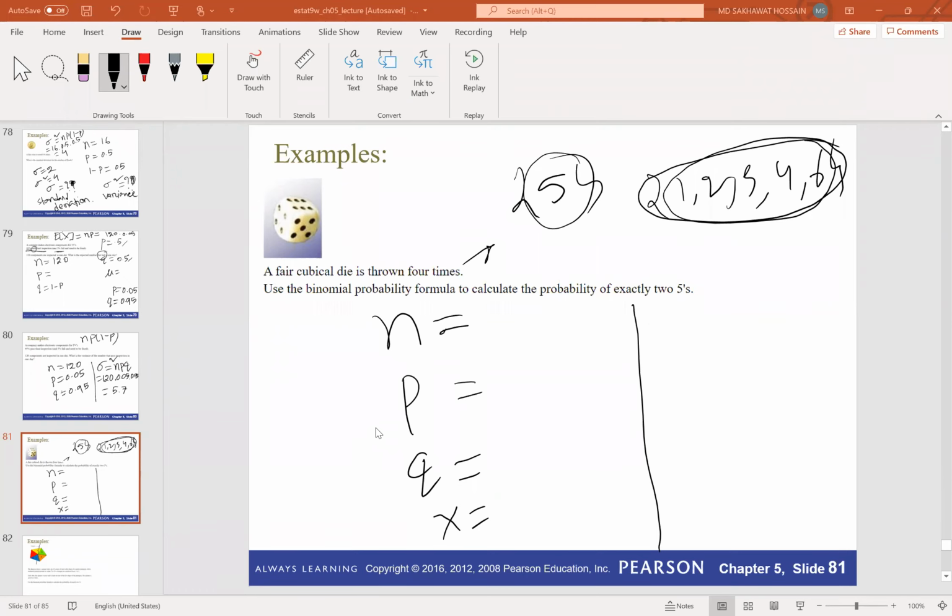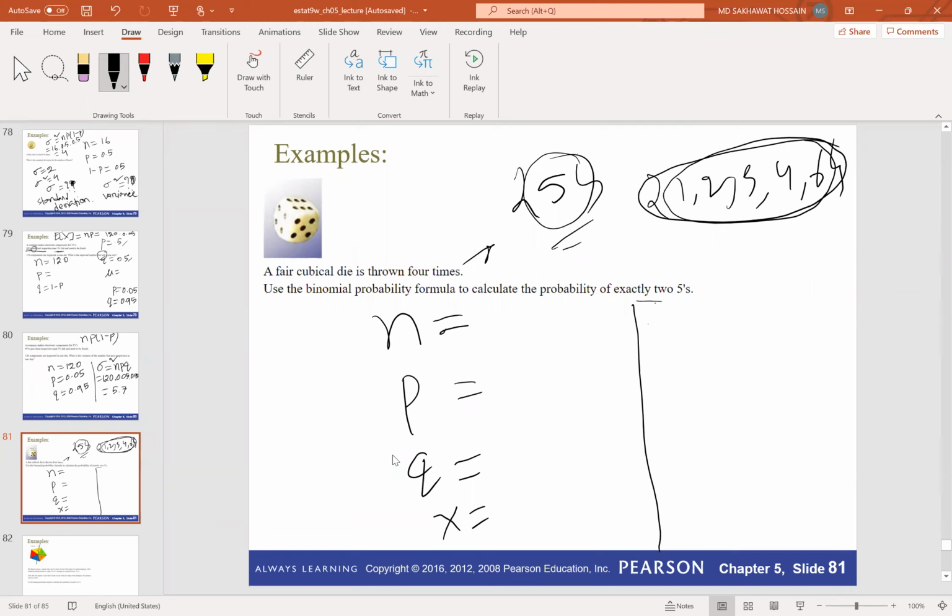I just received one answer. N equals 4, X equals 5. No, we want to get exactly 2 5s. Here 5 is not the outcome. So yeah, 5 is the outcome, but how many 5s do we want to get? We want to get 2 5s. So that means we want to have 2 successes. Yeah, X should be 2.